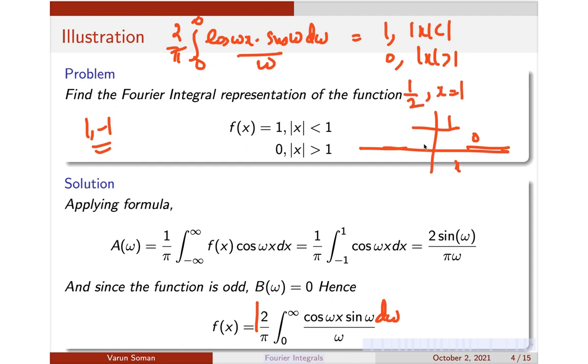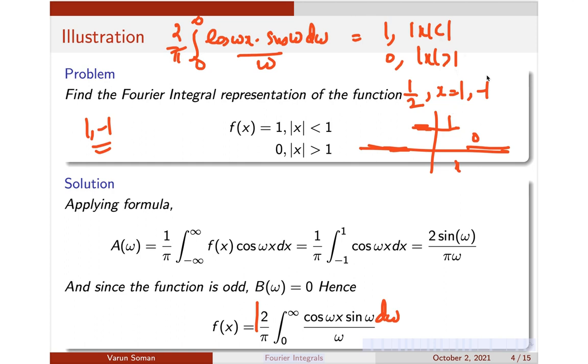And similarly at x is equal to minus 1, if you look at the left hand limit, it is 0. If you look at the right hand limit, it is 1. So at that point, the value would be equal to half of 0 plus 1, which is again 1 by 2. So at minus 1 also, you will be getting 1 by 2. So this integral can be written as this also.